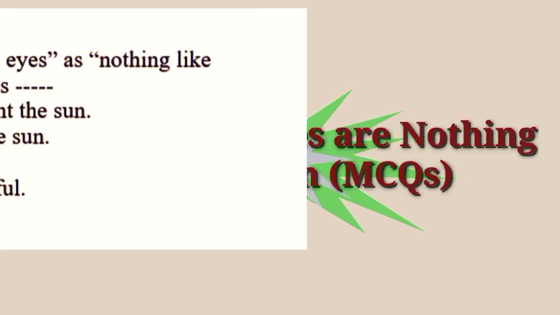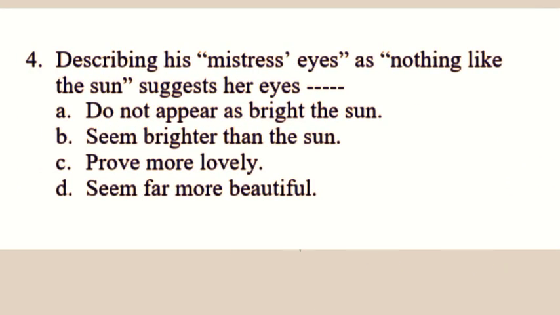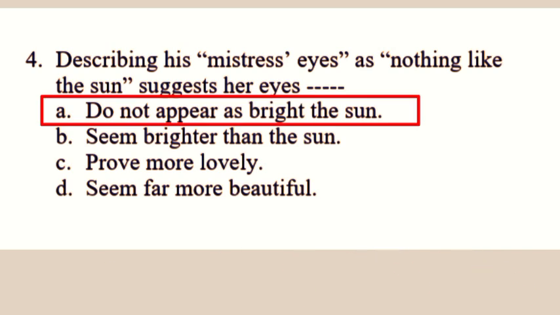Question number four. Describing his mistress's eyes as nothing like the sun suggests her eyes ... Options are A. Do not appear as bright as the sun. B. Seem brighter than the sun. C. Prove more lovely. And D. Seem far more beautiful. The right answer is option A. Do not appear as bright as the sun. Describing his mistress's eyes as nothing like the sun suggests that her eyes do not appear as bright as the sun.